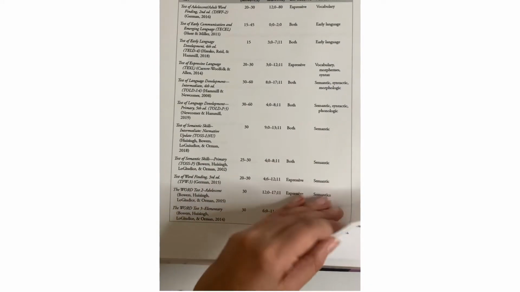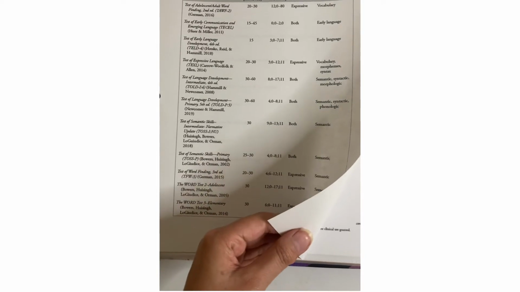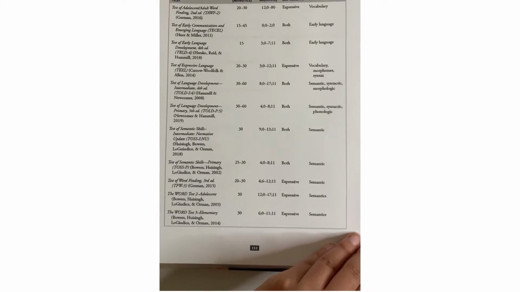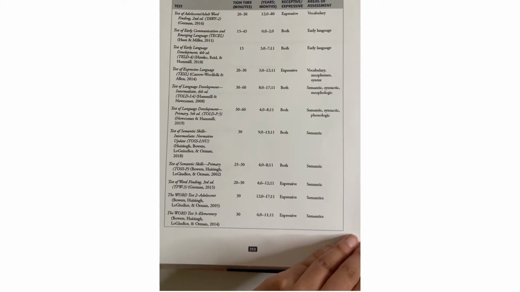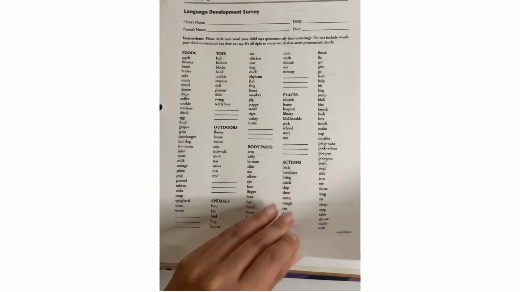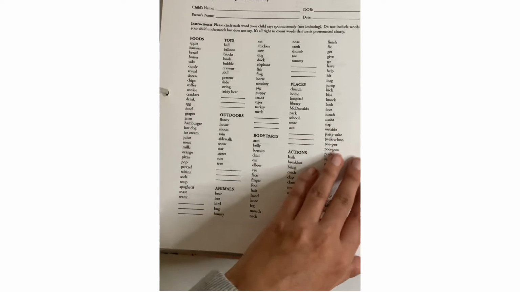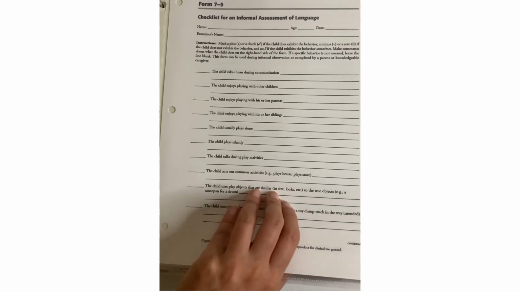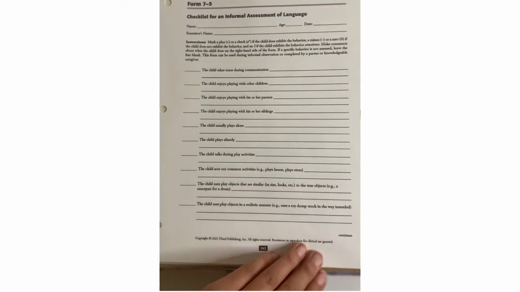Here's table 7-4, shows administration, the test, age, receptive and expressive, areas of assessment. I thought that was very useful. Form 7-1, worksheet for analyzing child caregiver interactions. Form 7-2, language developmental survey. This is continued. This is form 7-5, checklist for an informal assessment of language.